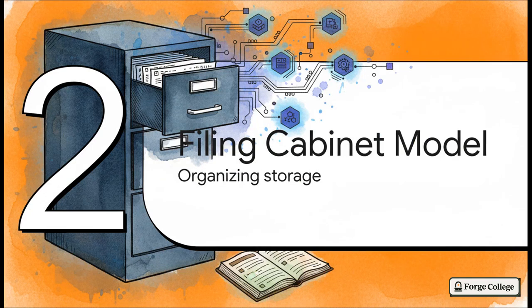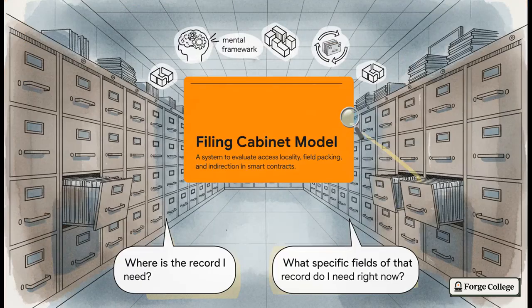Let's talk about organizing your smart contract storage. To really master organizing your smart contracts, you need a solid mental model. So let me introduce you to the filing cabinet model. It's basically a framework we use to evaluate three major aspects of smart contract state: access locality, field packing, and indirection. Instead of picturing your contract state as abstract data just floating around in the digital void, I want you to picture physical filing cabinets in a massive room.